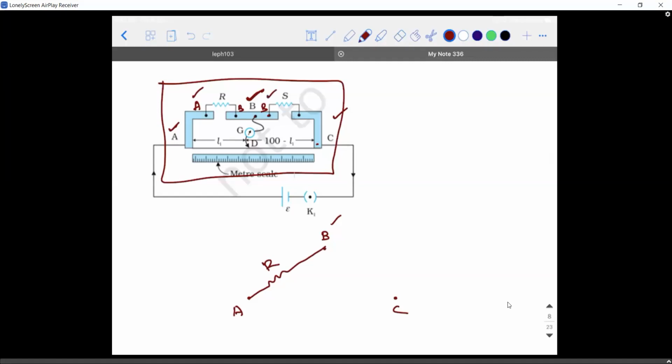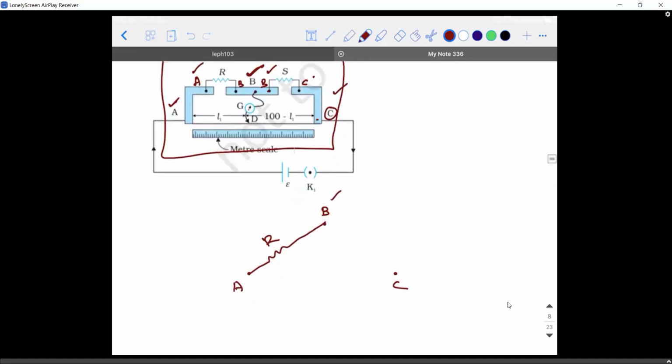Similarly, between B and C, if this point is C, obviously this point is C. Between B and C, I have a resistor of another value S connected. Guys, accepted?